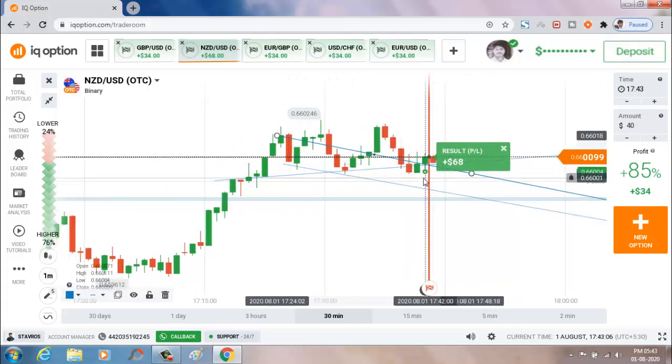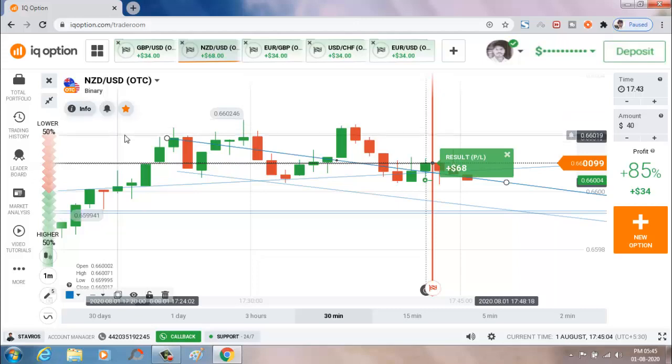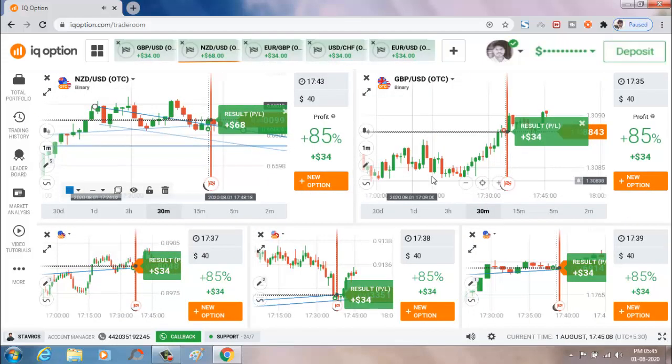But there are no support and resistance levels. I will place trades using only candlestick analysis. So finally I placed 5 trades, all winning trades. And this OTC market is not good. I am not interested in this OTC market, and please avoid it. You can trade only the regular market.